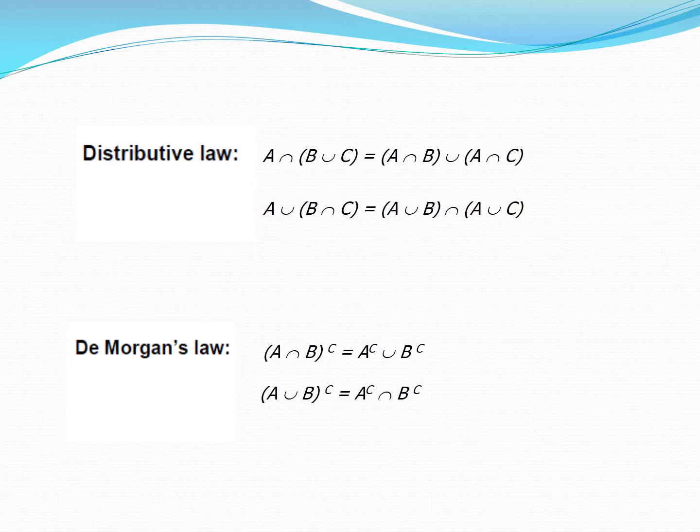For example, if I write that intersection as the intersection of set A and the union of sets B and C, I will get the same points and elements if I write the union of those two intersections. Or an example of De Morgan's law, if I have the complement of sets A and B, and I take the union of those complements of those sets, I will get to the same element.